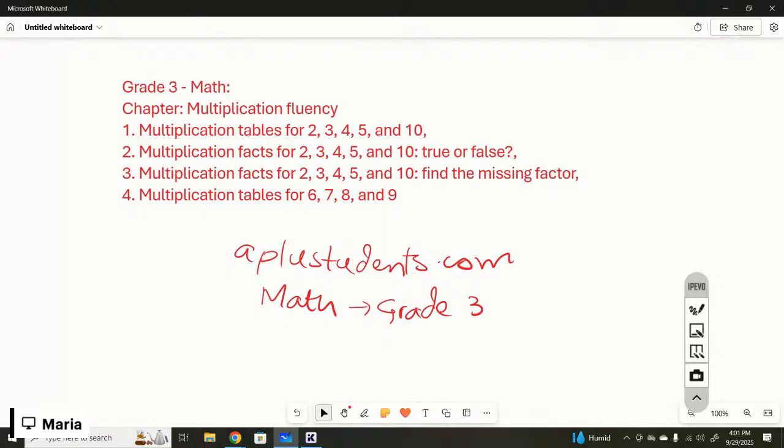There you can find a list of the chapters. We're going to start with the chapter multiplication fluency. The lessons we're going to cover today are multiplication tables for 2, 3, 4, 5, and 10, multiplication facts for 2, 3, 4, 5, and 10, true or false, multiplication facts for 2, 3, 4, 5, and 10, find the missing factor, and multiplication tables for 6, 7, 8, and 9.